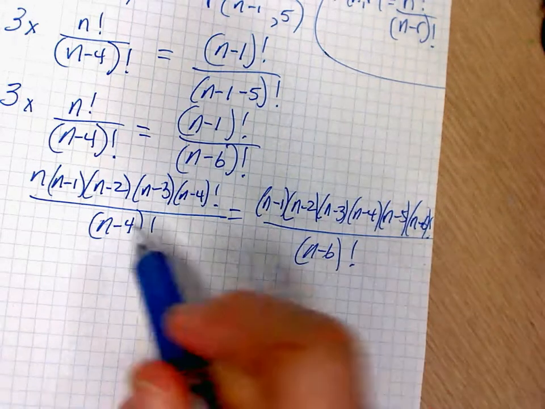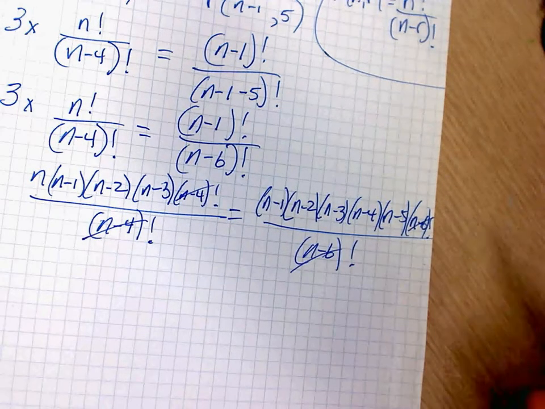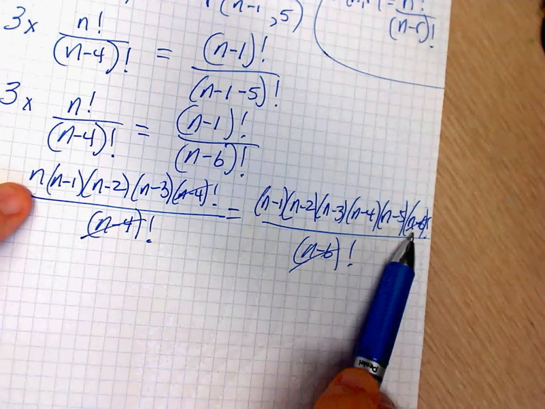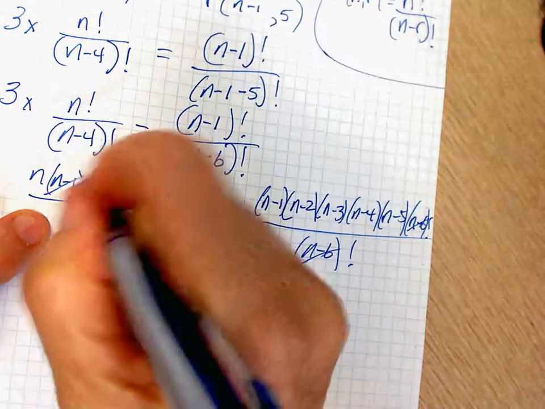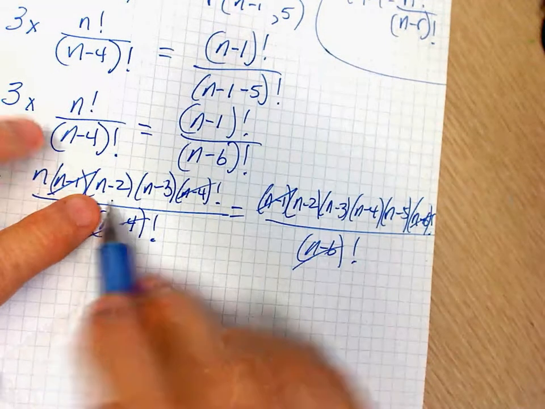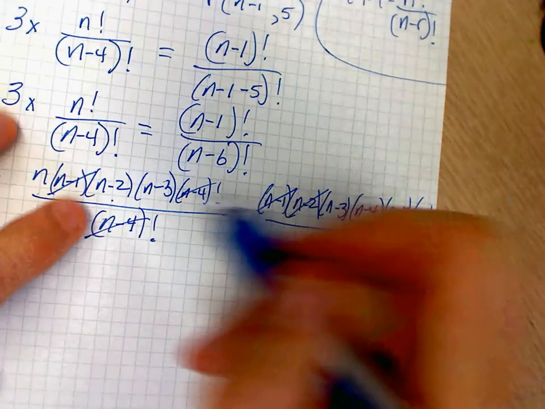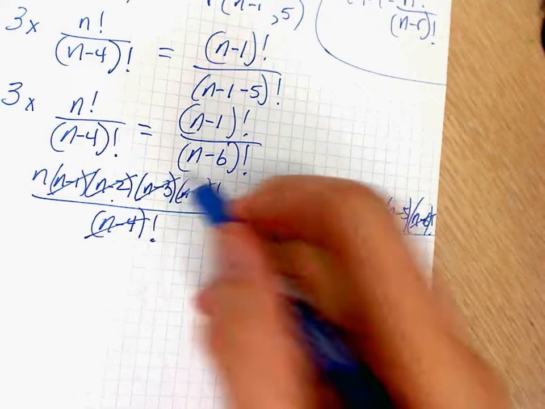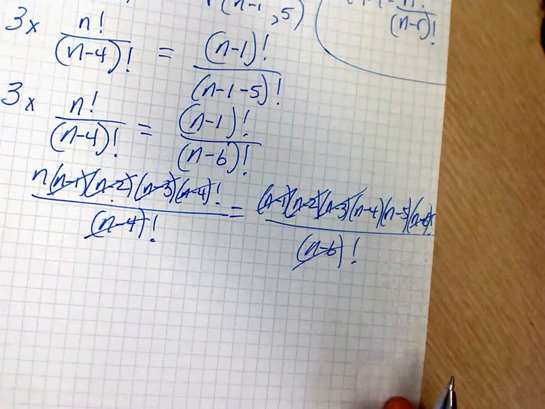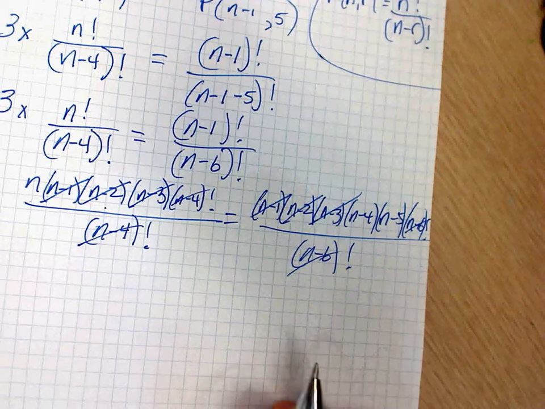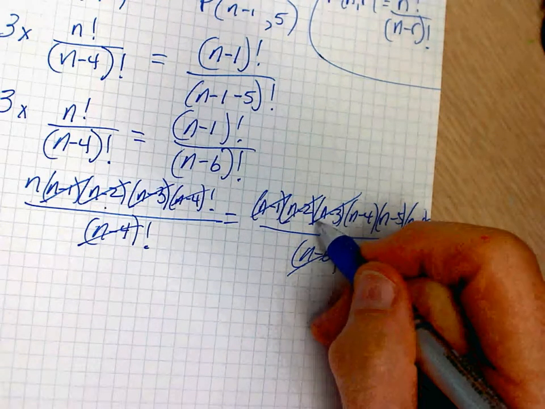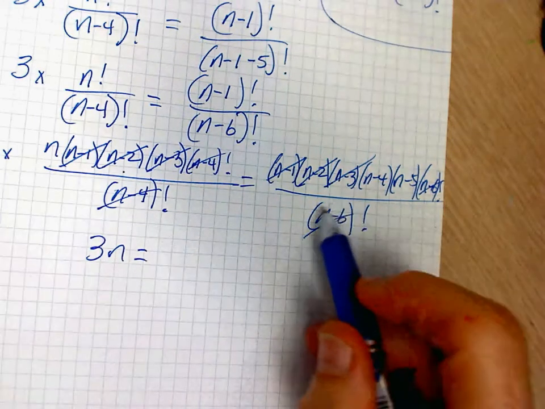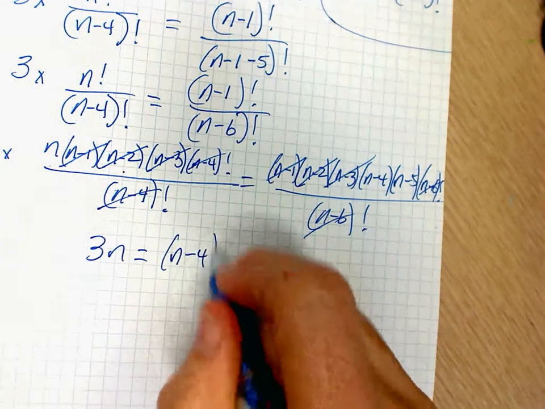So let's divide out. There's no n over there. Divide out by n minus 1. I'm going to divide out by n minus 2. Divide both sides of the equation by n minus 2. Divide both sides of the equation by n minus 3. Right, I did that. So now we're left with 3n equals n minus 4 times n minus 5.